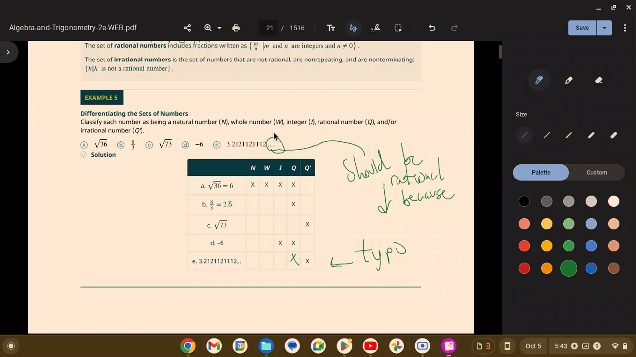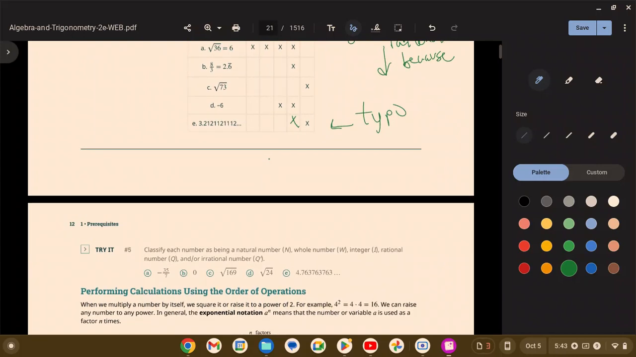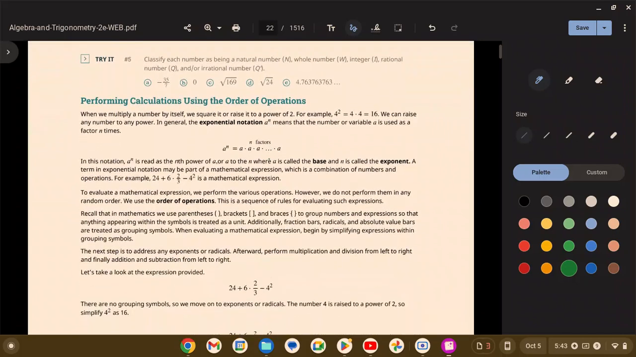Okay, cool. Next, performing calculations using the order of operations. When we multiply a number by itself, we raise it to a power of 2. For example, 4 to the power of 2 equals 4 times 4 equals 16. We can raise any number to any power. In general, the exponential notation a raised to the n power means that the number or variable a is used as a factor n times. So a to the n is a times a times a, and so on n times.